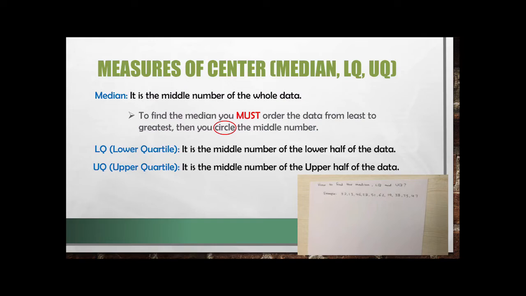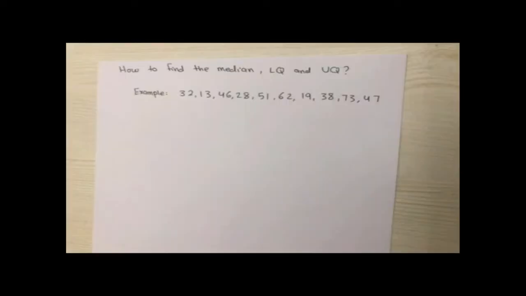Then you circle the middle number or you choose the middle number. The lower quartile is also the middle number, but it's the middle number of the lower half of the data. The lower half of the data are the numbers that are less than the median. And the upper quartile is also the middle number, but it's the middle number of the upper half of the data. The upper half of the data are the numbers that are greater than the median. Now we will understand what we mean by each one of these through the following example.